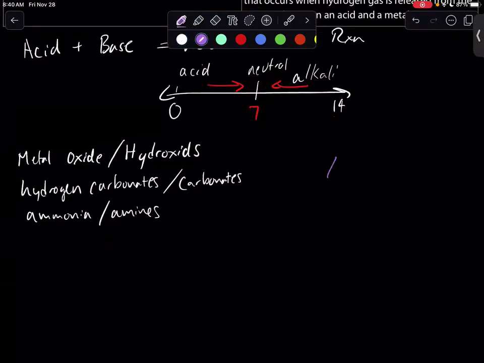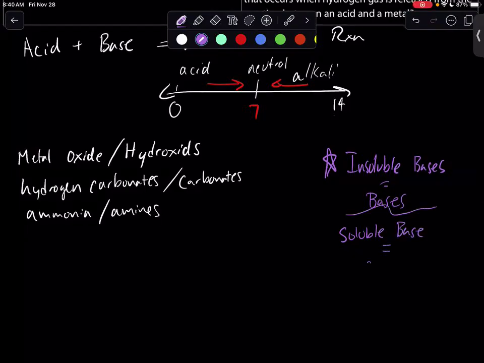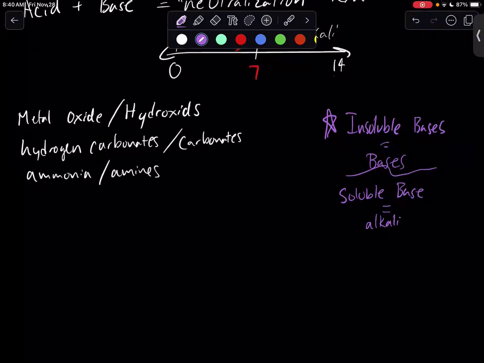Some key terminology to have before we really jump in: generally when we're talking about insoluble bases, meaning bases that don't dissolve, we generally just refer to these as bases. So anything that doesn't dissolve we'll generally refer to as a base. Anything that is a soluble base, we actually refer to as alkali. And those will turn the solution alkaline, so they will make it more basic. So that's the terminology we'll be using throughout. And without further ado, let's actually look at these reactions.